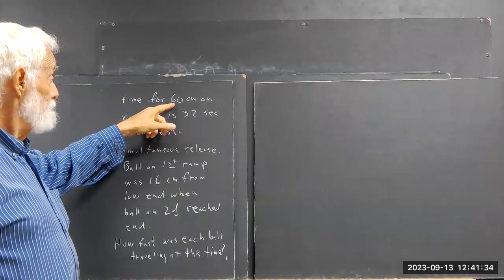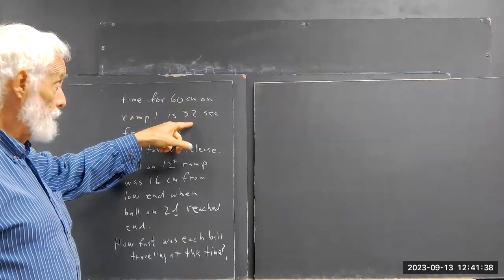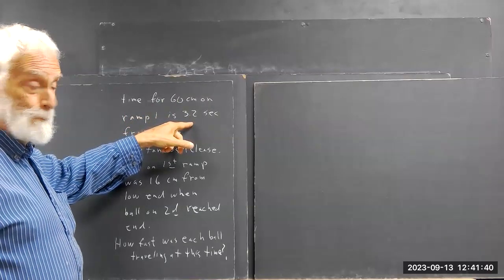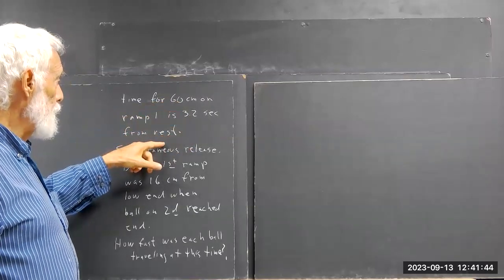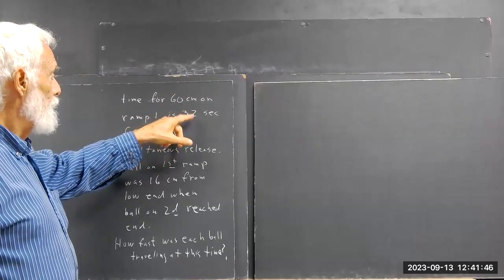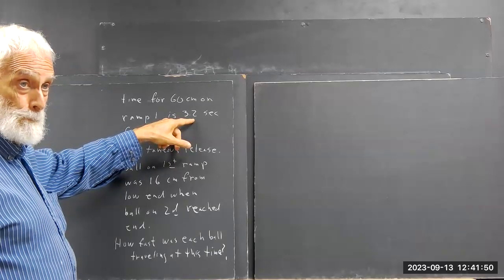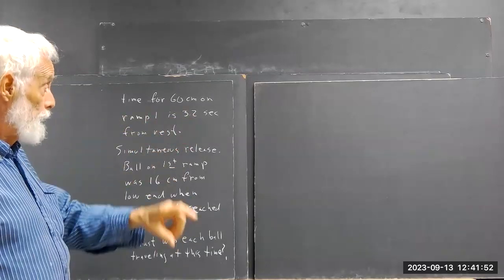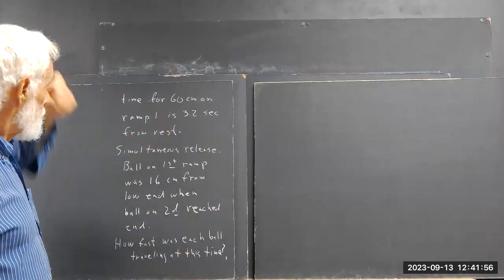I timed it in my head, 1001, 1002, a little over 3 seconds. I'm saying 3.2 seconds. So it takes the first ball 60 centimeters from rest, 3.2 seconds. Okay. Travels 60 centimeters from rest in 3.2 seconds. And that's the end of the ramp.